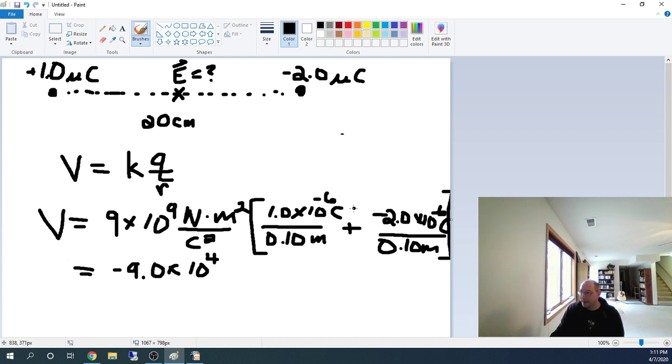And if you look at this, one of the coulombs cancels out, and one of the meters cancels out. Newton meters is what's left in the numerator, which is a joule. And then coulomb is what's left in the denominator, so that'd be a joule per coulomb, which is the same thing as a volt. So it'd be negative 90,000 joules per coulomb, or negative 90,000 volts, would be the potential at that spot.